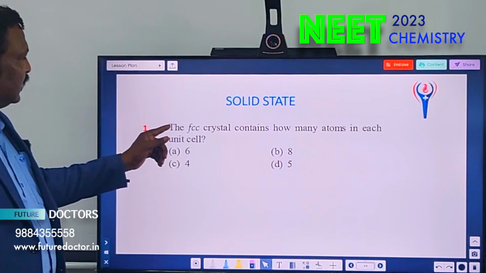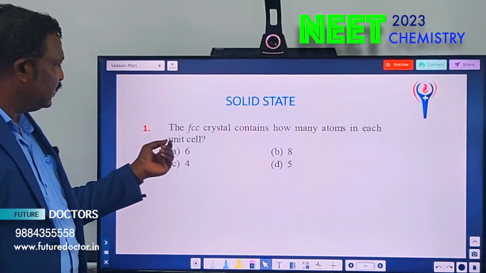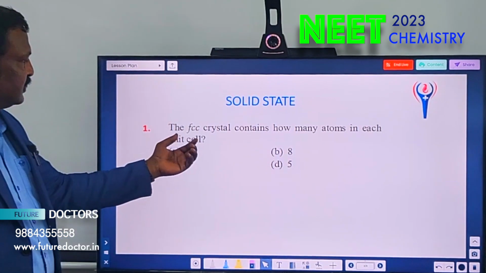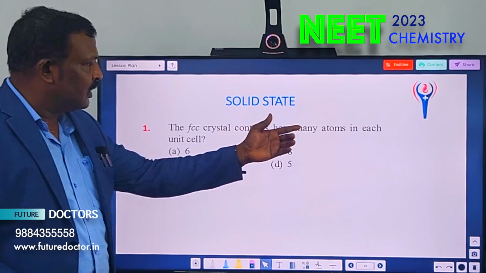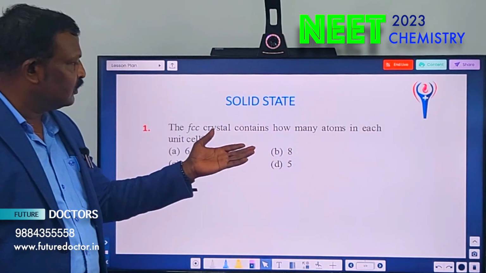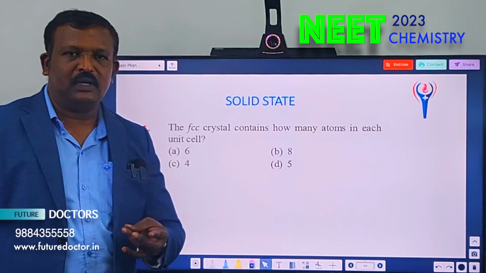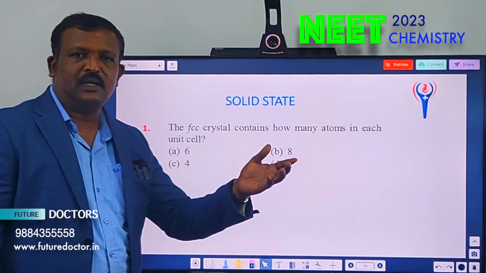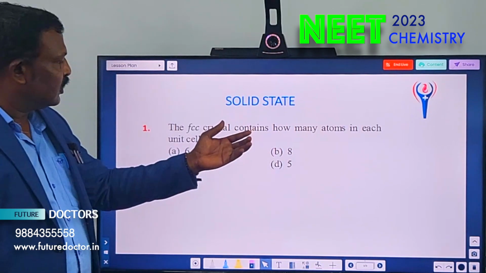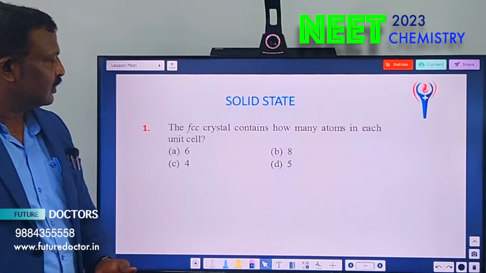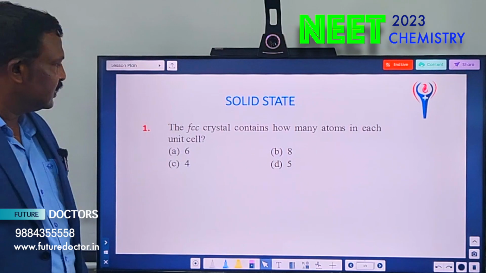See the first one. The FCC crystal contains how many atoms in each unit cell? That's the question. FCC means the atoms occupy the corners as well as the face centers. First you should know, simple cubic means atoms are present only in the corners. BCC means atoms are present in the corners as well as the center of the cube. In FCC, the atoms occupy the face centers as well as the corners. If you know this, you can find the answer.